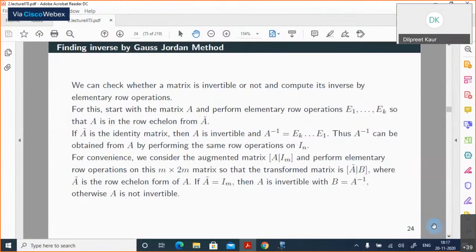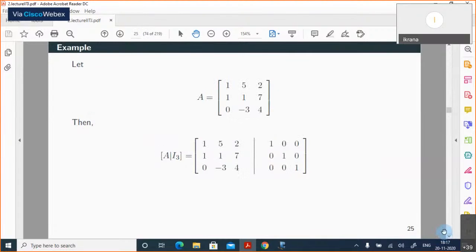So this is the algorithm described just now. Let us look at an example and do it. Let us look at a 3 by 3 matrix. I want to check whether that is invertible or not. So I am going to perform elementary row operations on this and try to find out its reduced row equivalent form.